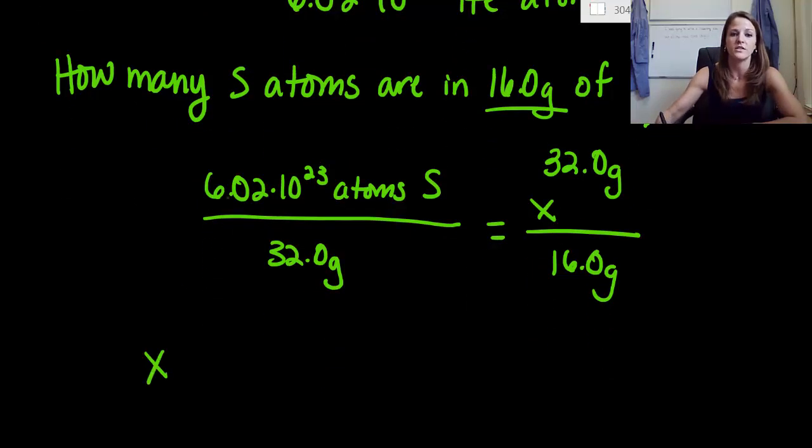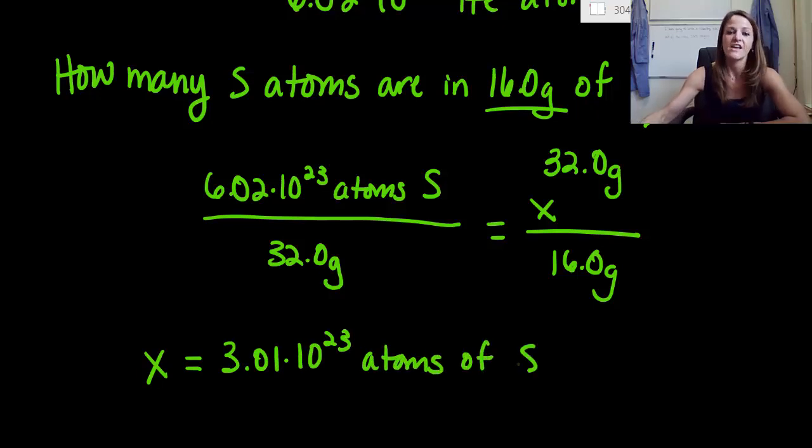So all you're doing is taking 6.02 times 10 to the 23rd, dividing by 32, and then multiplying that by 16, and you can solve for x. If you do that properly, you should get 3.01 times 10 to the 23rd atoms of sulfur. If that doesn't make sense, stop, talk to your teacher, talk to me, or talk to a TA and get some help on this.